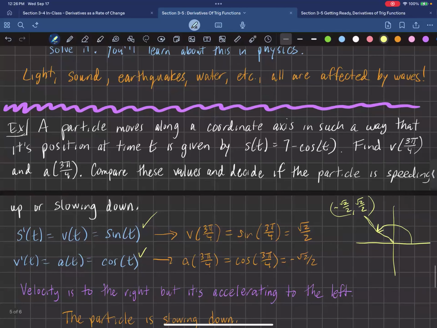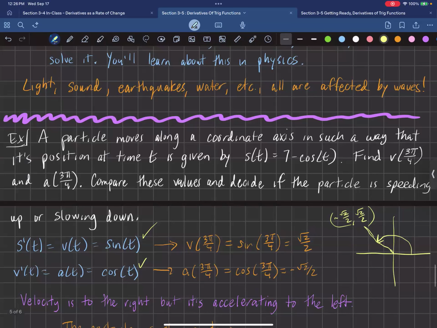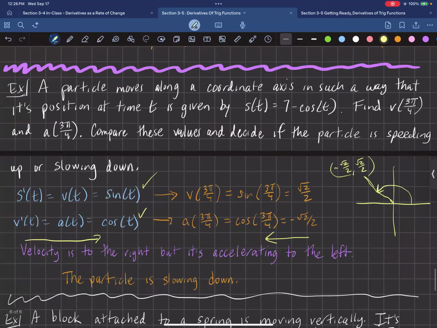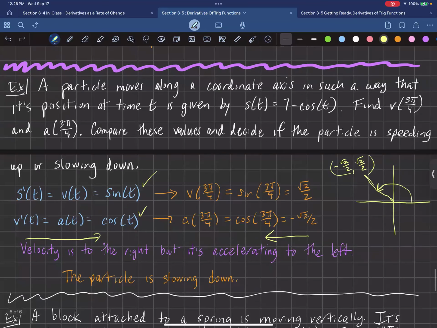So velocity is positive, so the velocity is to the right. But acceleration is negative, so the acceleration is backwards, which means we're hitting the brakes. The particle is actually slowing down. If we're going a certain speed in one way, but our acceleration is in the opposite direction, we're slowing down. If the acceleration is in the same direction as velocity, we're speeding up.